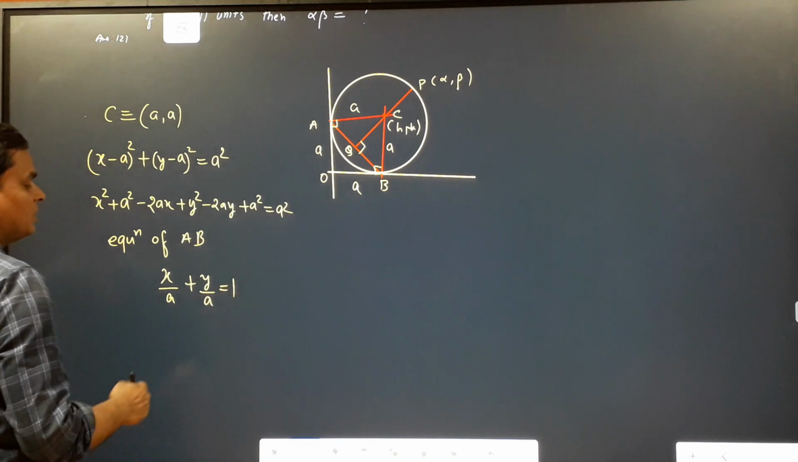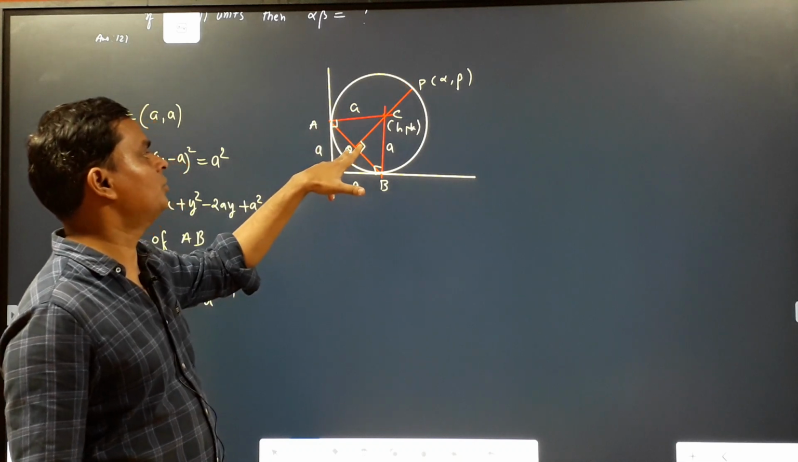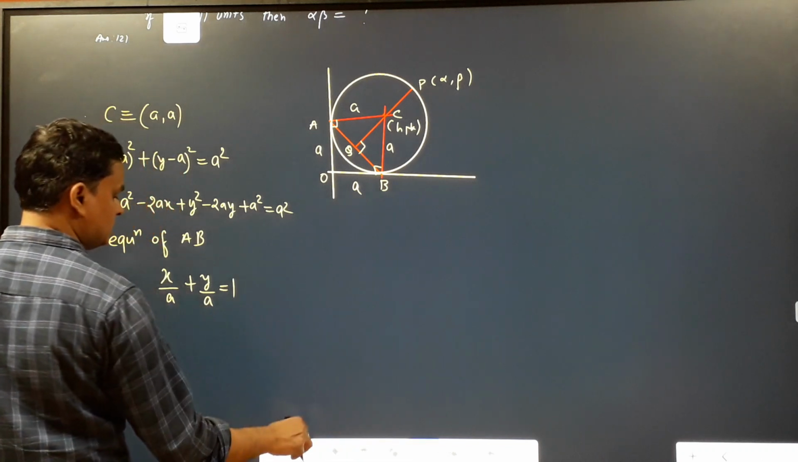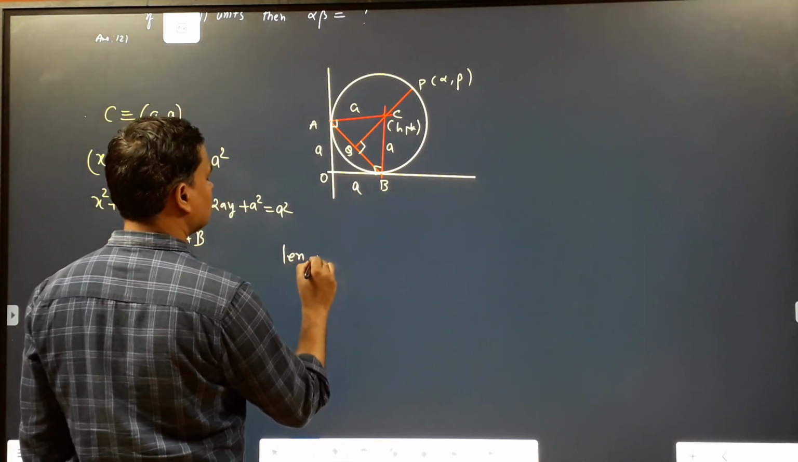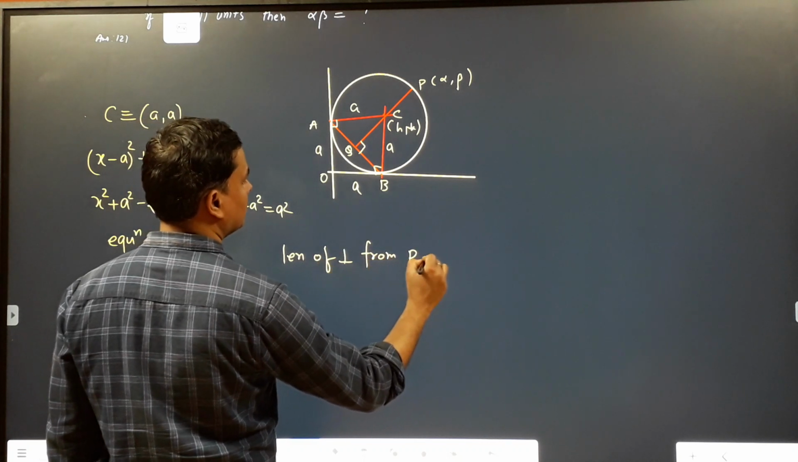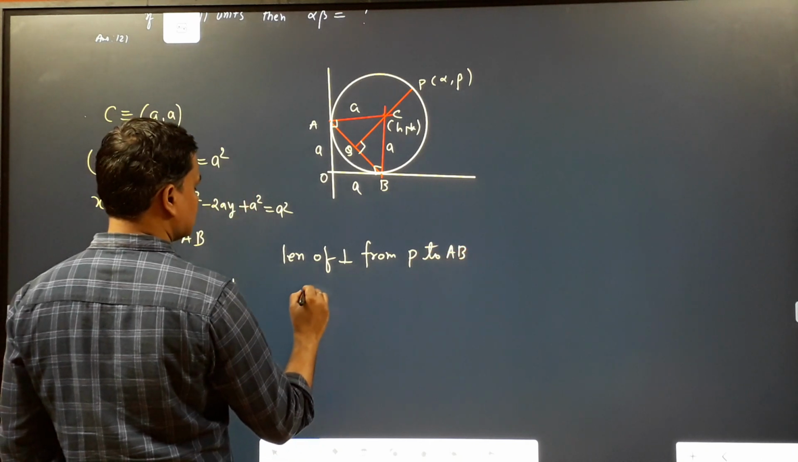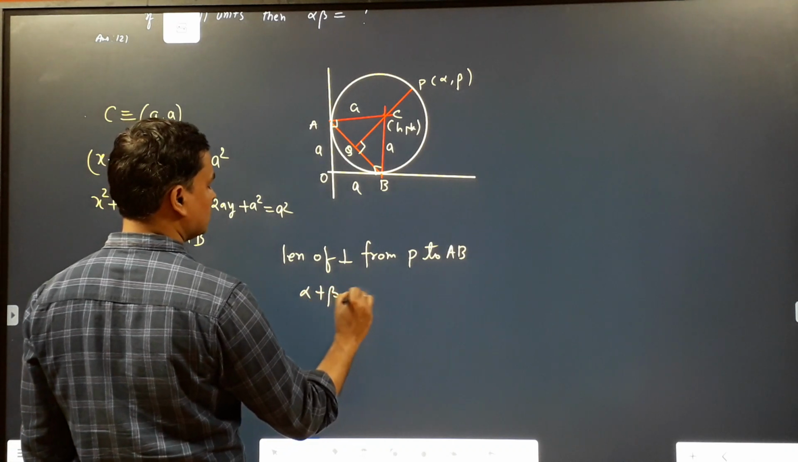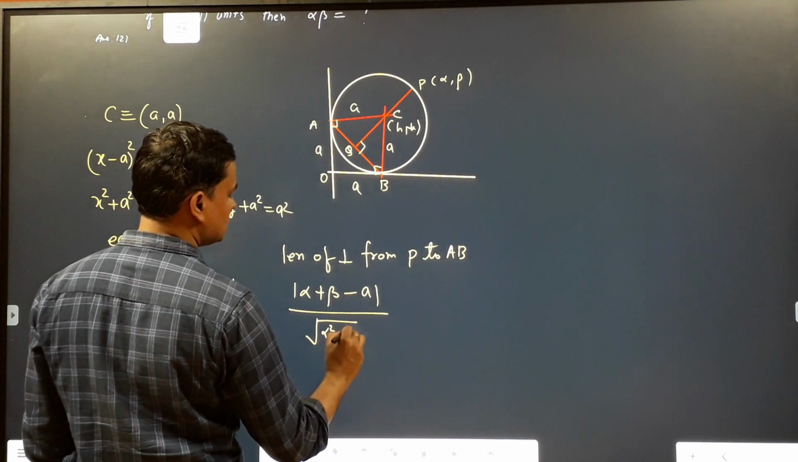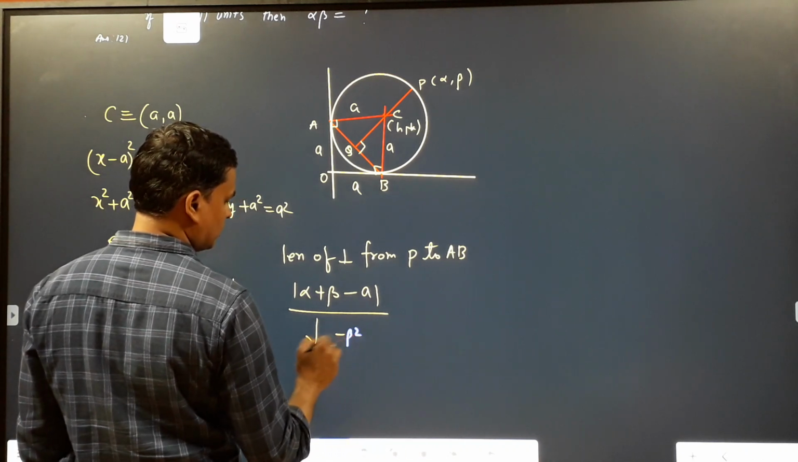Now what will be the advantage of finding the equation of line AB? We can find the length of perpendicular from point P to AB. So if I want to find the length of perpendicular from P to AB, what will I do? I can write this as mod of alpha plus beta minus A upon root under alpha square plus beta square. Sorry, there won't be alpha square plus beta square.